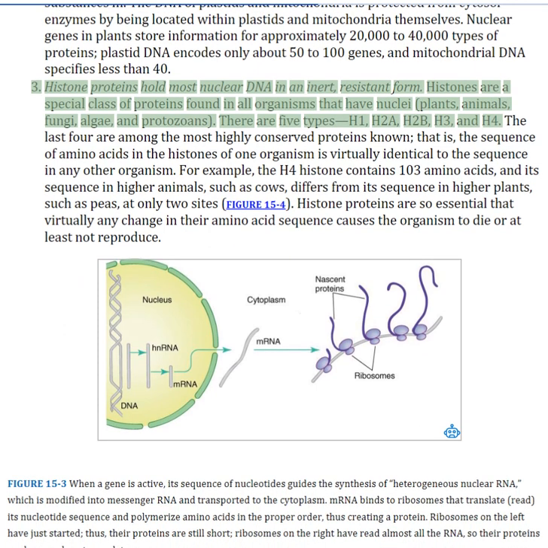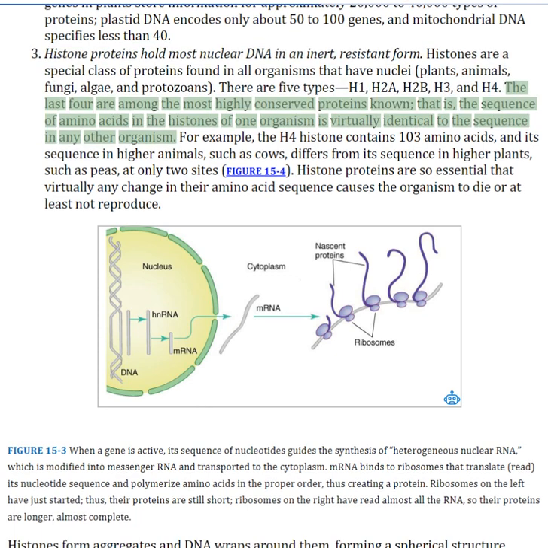3. Histone proteins hold most nuclear DNA in an inert, resistant form. Histones are a special class of proteins found in all organisms that have nuclei. There are 5 types: H1, H2A, H2B, H3, and H4. The last 4 are among the most highly conserved proteins known, that is, the sequence of amino acids in the histones of one organism is virtually identical to the sequence in any other organism.